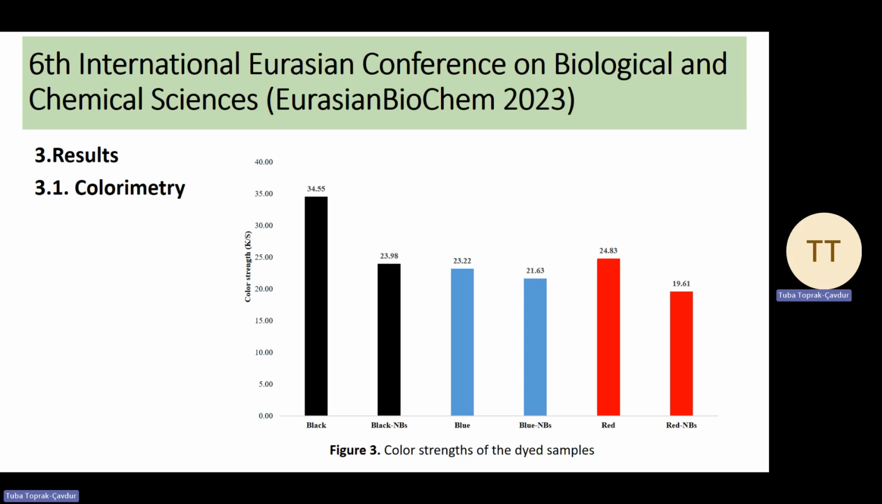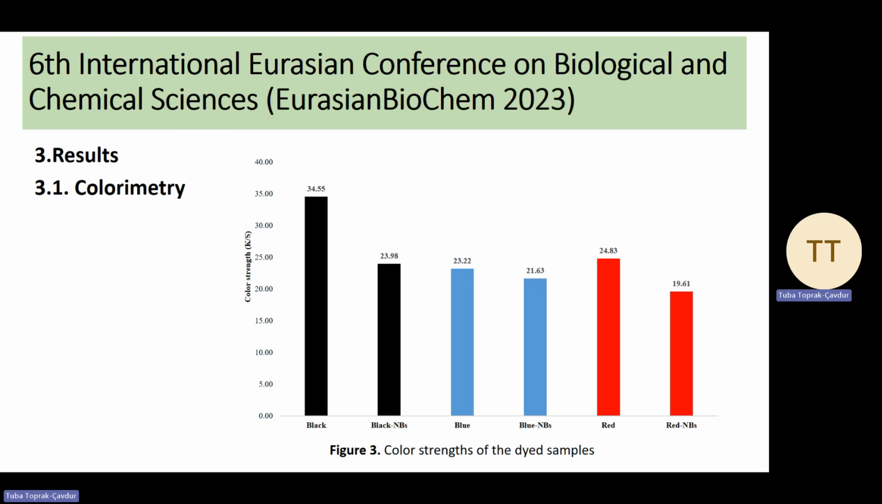Figure 3 shows color strengths of the dyed fabrics. The presence of nanobubbles in the dyeing bath caused lower color strengths, especially in black and red. Although the effect of nanobubbles on the color strength of the blue color wasn't as significant as those of the others, it still caused a slight decrease. It has also been revealed in previous studies that the use of nanobubbles causes a decrease in color strength.